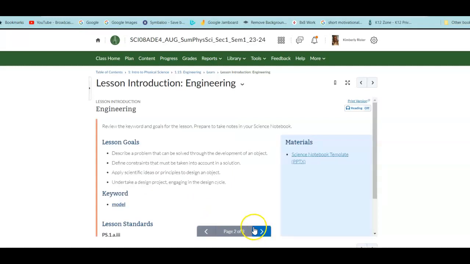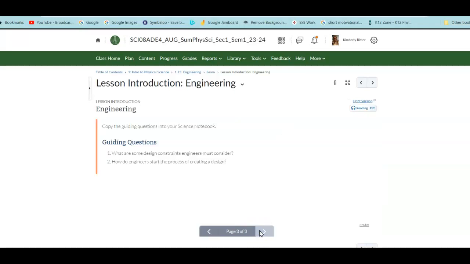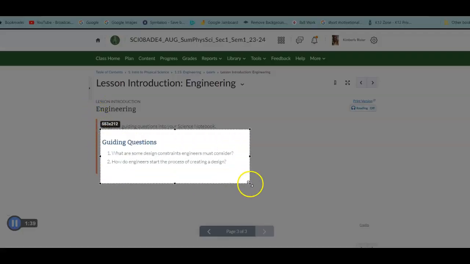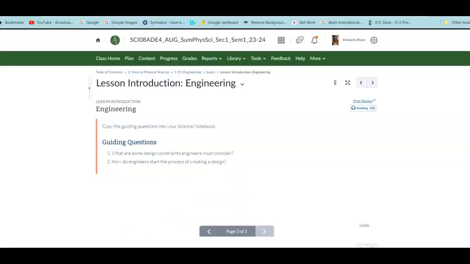So here are the lesson goals and again those two guiding questions. We want to make sure that we get those answered. And again, I'll just take a little screenshot of those so I can make sure that we get both of those answered as we read through this very short lesson.